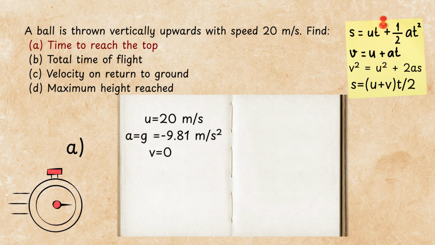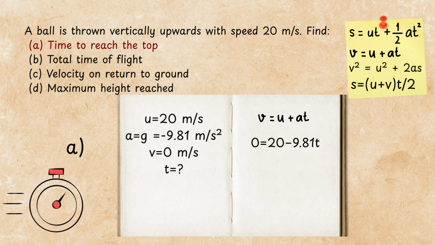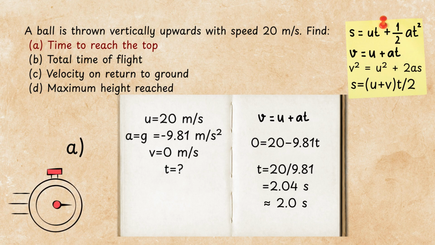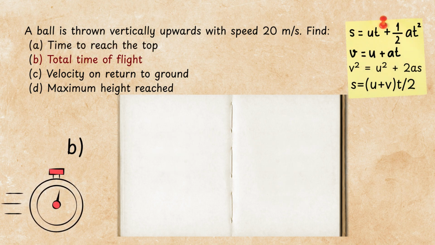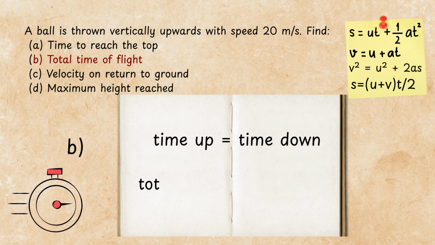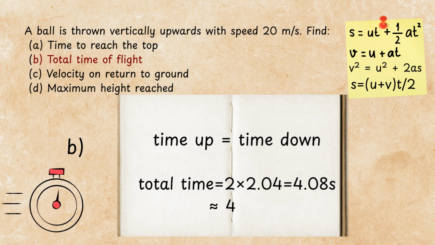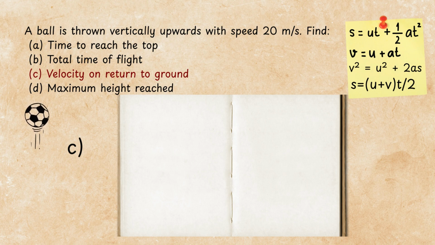So here is a list of the information we have, and we choose our equation. The second equation is useful here now. The time will be almost 2.04 seconds. What about the total time? As we talked about, it's a symmetric motion. So the total time is double the time going to the top, which is 2 times 2.04, almost 4 seconds.